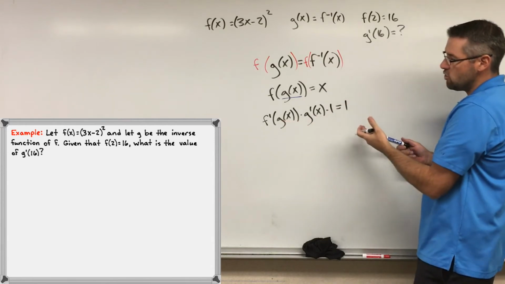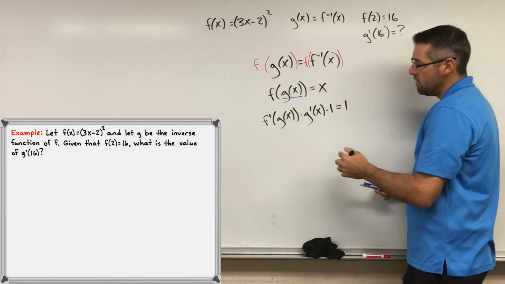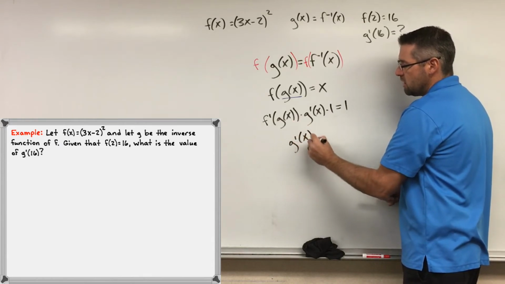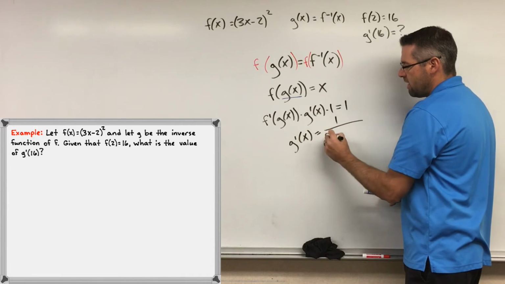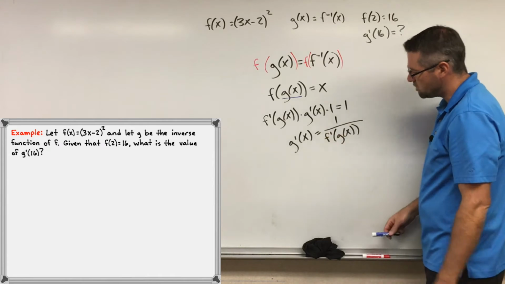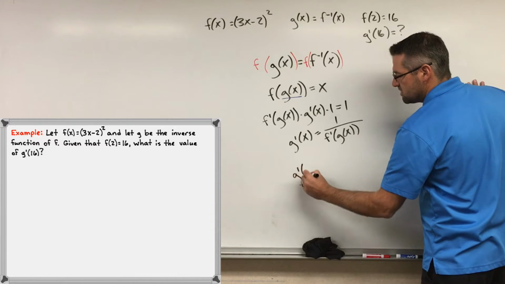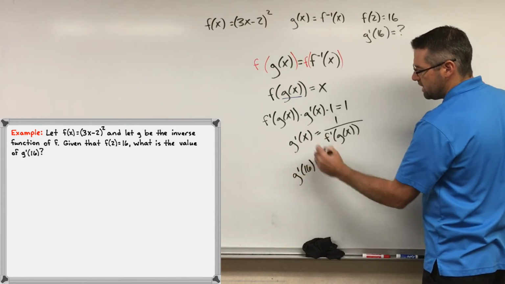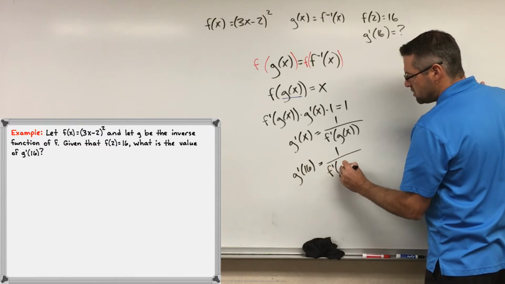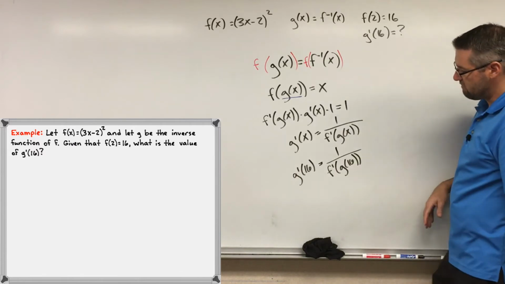So now I have an equation that has g prime in it, right? And so let's go ahead and isolate g prime by dividing by f prime of g of x. So we end up with g prime of x is equal to 1 over f prime of g of x. And so we have this equation. Now, if I want g prime of 16, g prime of 16 means that I am plugging 16 into x. So I end up with 1 over f prime of g of 16. Okay? And now we just got to evaluate this.